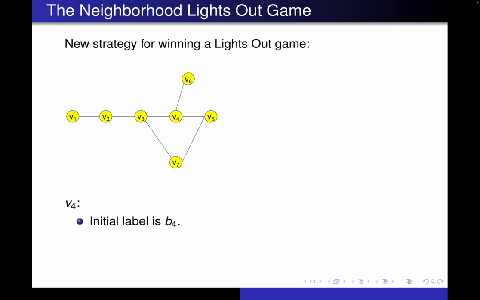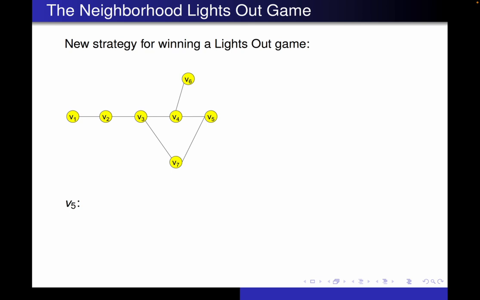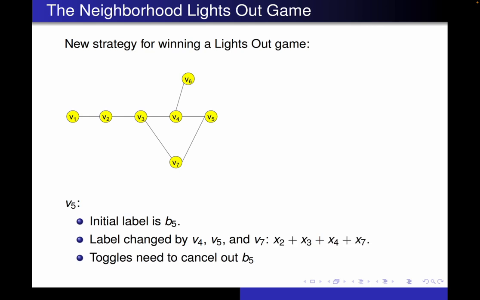V4, same thing. We start off with label b4. It's going to be affected by V3, V4, V5, and V6. We get that the amount the label gets increased by is x3 plus x4 plus x5 plus x6, and we set that equal to negative b4. For V5, very similar. Initial label b5, and the label is changed by toggling V4, V5, and V7. Then when we cancel out b5, we end up with x4 plus x5 plus x7 equals negative b5.